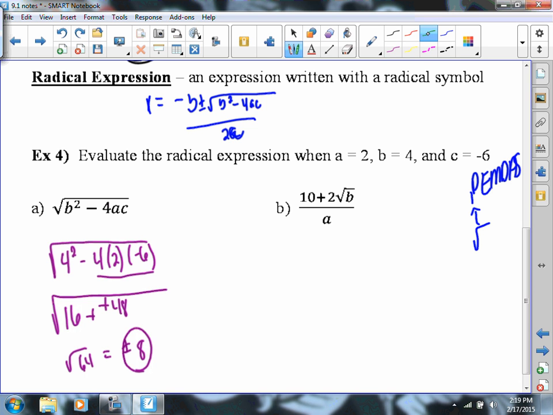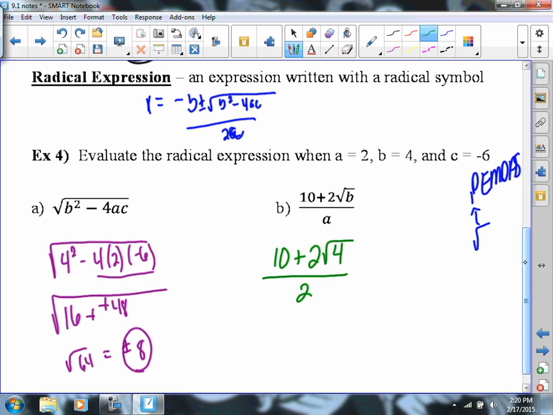And for our last one here, it's a little more complicated just because it's a fraction, but I'm still going to substitute the value for b, which is 4, and the value for a, which is 2. Now, a lot of times when students see this, they want to do 10 plus 2 first. Remember, you can't do that because that's addition. And here, in between these two, I have multiplication. Multiplication has to come first.